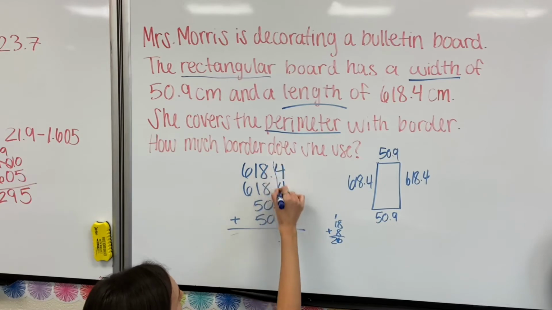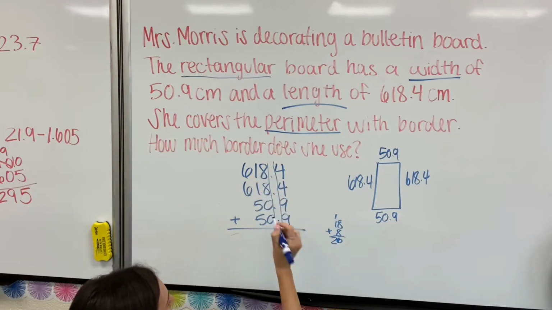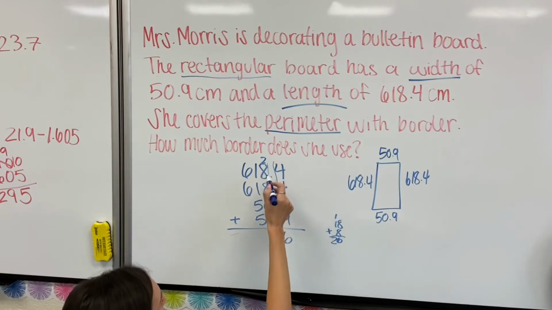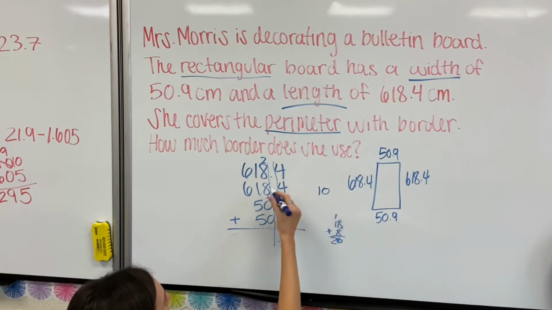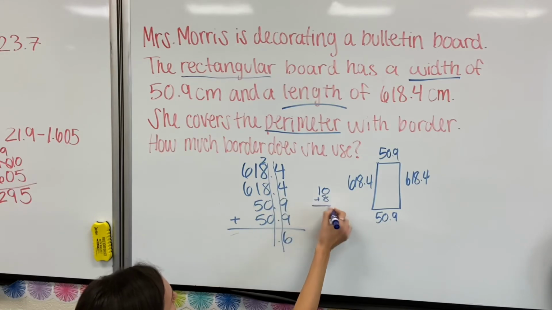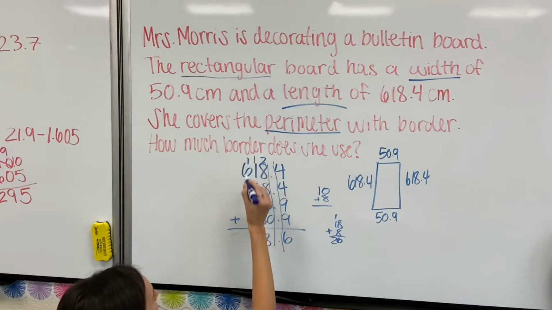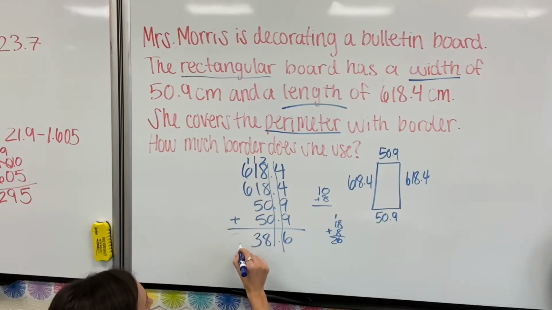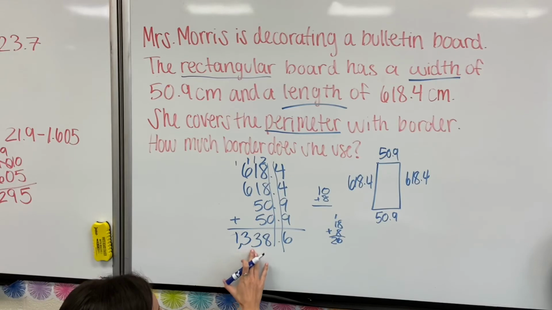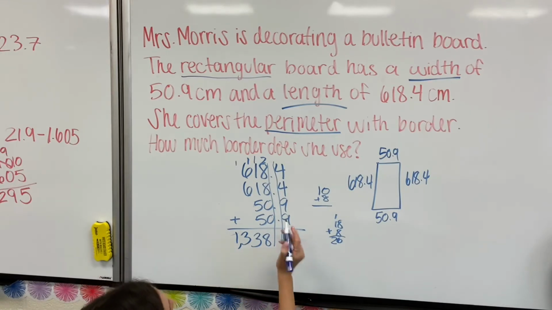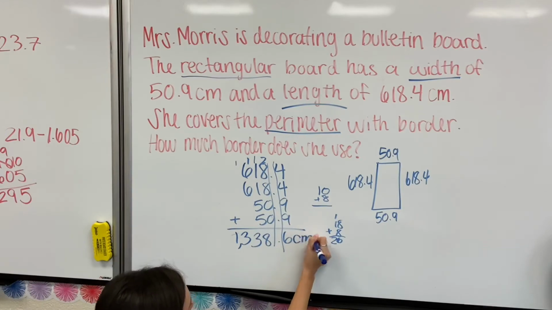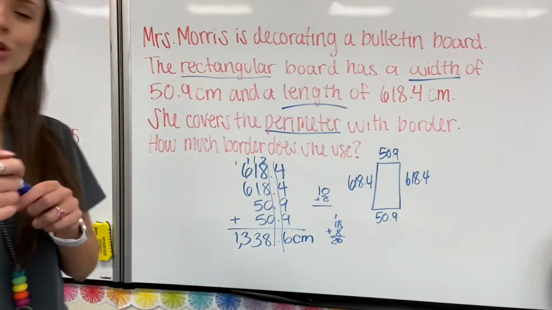Put my 6, again, notice how my decimals are all lined up. That's the anchor of everything. Regroup that 2. 8 plus 2 gives us 10, and plus 8 gives us 18. Regroup that 10. 50 plus 50 is 100, 110, 120, 130. Regroup that 100. 600 plus 600 plus 100, 6 plus 6 is 12, 13, regroup that 1,000, 1, 2, 3, comma. So we get 1,338.6. What's our unit? Centimeters, is how much border that I used on that board.